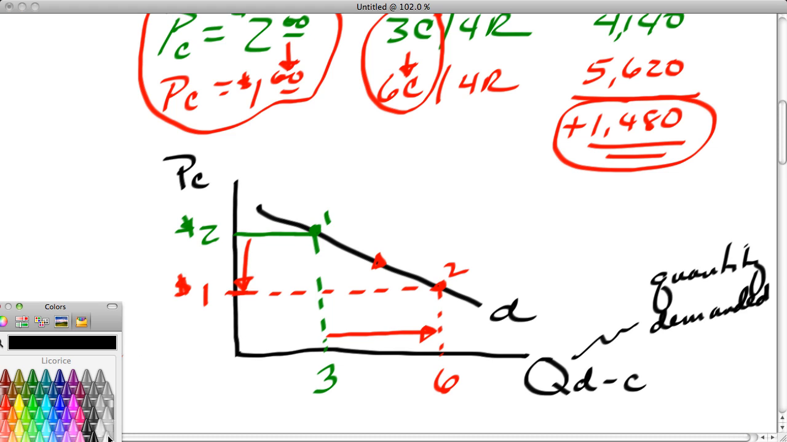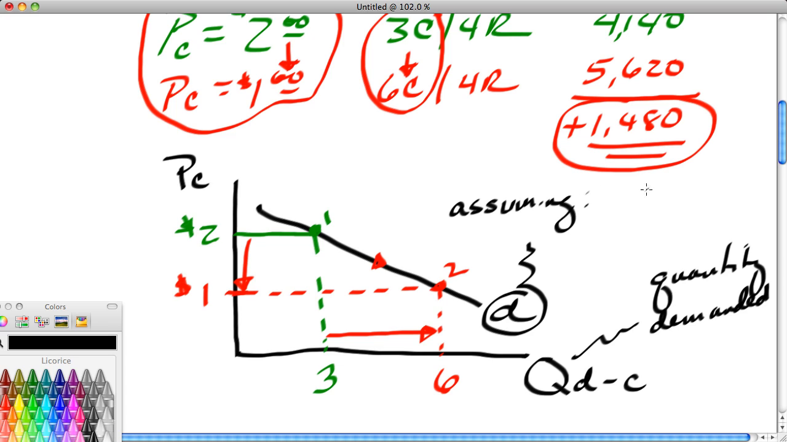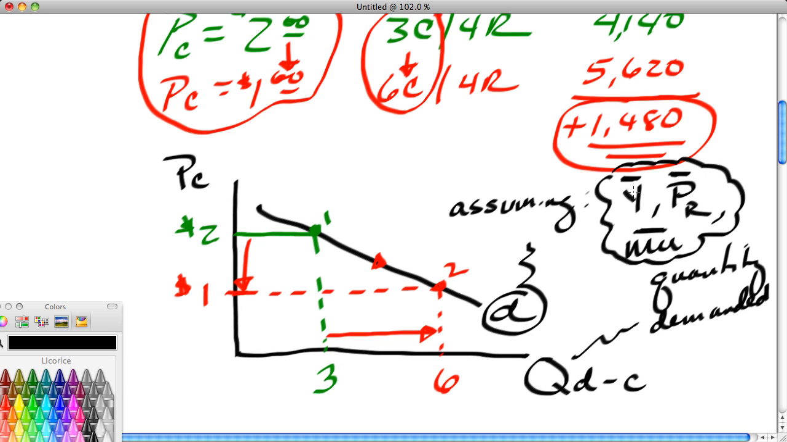Now notice when we draw a demand curve, we're making some assumptions. We're assuming that income is being held constant, in this case at $10. We're assuming that the price of rolls is being held constant, so the price of other products are being held constant. We're also assuming that MUs are being held constant. So we're assuming that the buyer's taste has not changed for coffee and rolls. We're assuming that the price of rolls, an alternative product, has not changed. And we're also assuming that the buyer's income has not changed.